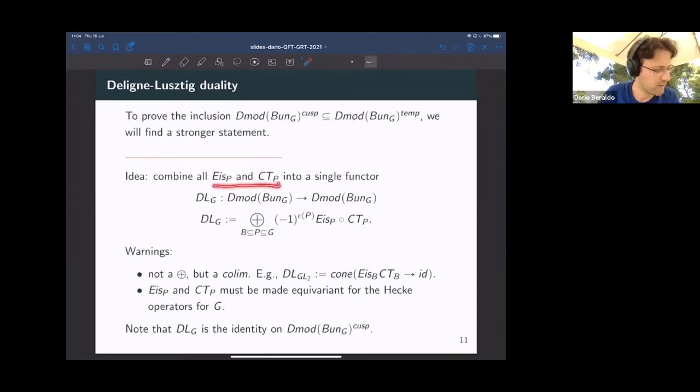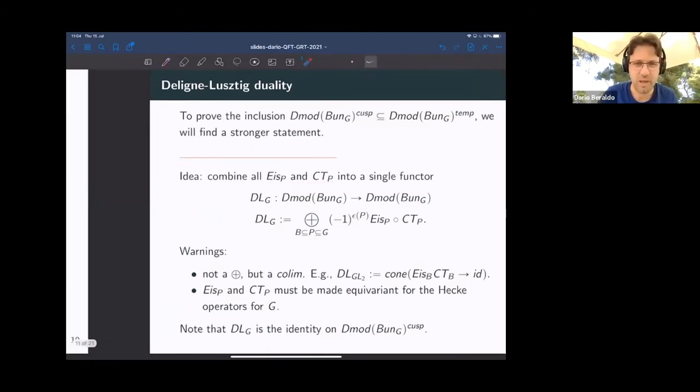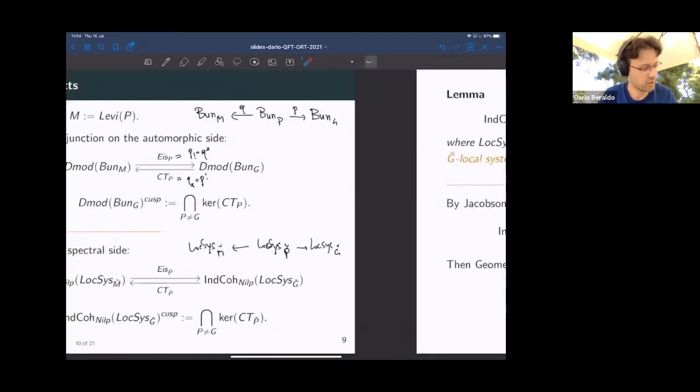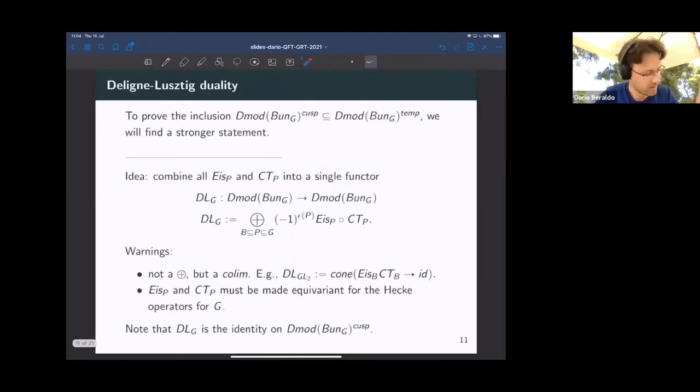So how do we form a single functor using this? Well, first of all, to go back to the page, I start from Bun G, I apply constant term, and I come back. That's an endofunctor of Bun G. And then I want to do it for all parabolics, and then combine in a unique way. I mean, there is only one way to combine them. So we just combine them, and this is schematically written as an alternating sum, but it doesn't make any sense to alternate sum. It doesn't make sense to do -1 with sheaves.